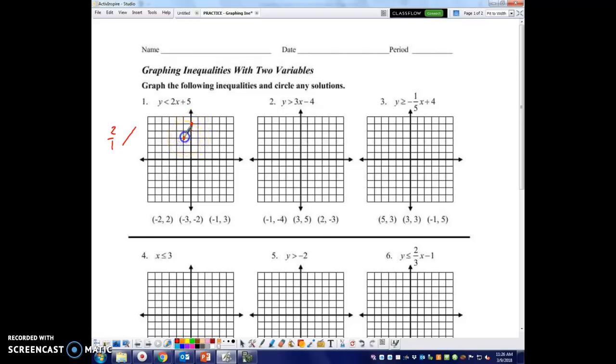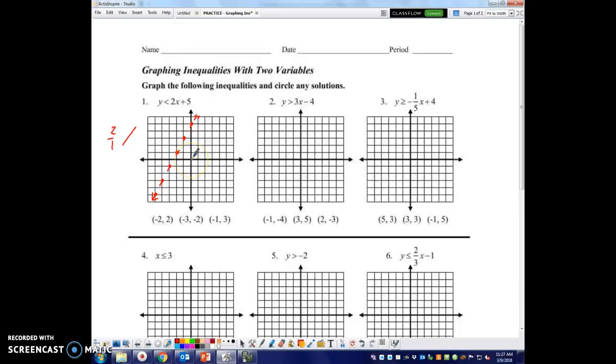So down 2 over 1, down 2 over 1, and so on in the other direction. There we go. Is it solid or dashed? It's dashed because there's no line underneath. Okay, now we have to figure out which side to shade.